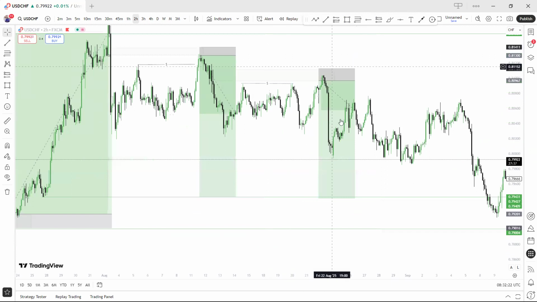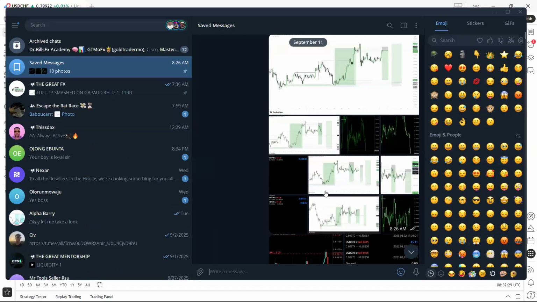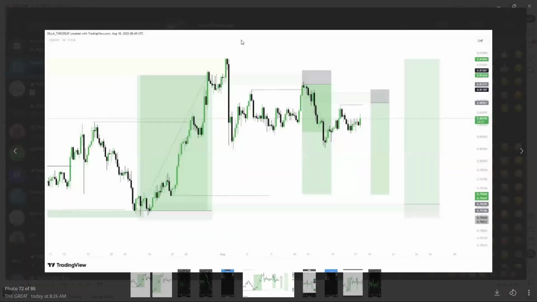And what did the market do again? After it gave me profit, I think I entered the trade again. Sorry, let me see. I entered the second entry. So when I got the second entry, okay, it was on the 3 hours. It was all mitigated on the 3 hour.